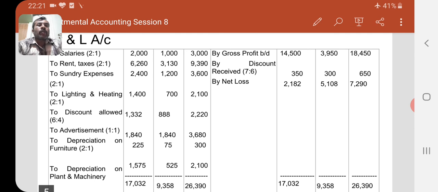So now we are going to balance both the columns. Here the debit column total is more than the credit column total, which is going to be mentioned in both columns. From the debit column total, the credit column total is going to be deducted, and the balance available will be termed as the net loss. Here both departments are incurring losses. Department A 2,182 and Department B 5,108 rupees losses are going to be incurred during the year.